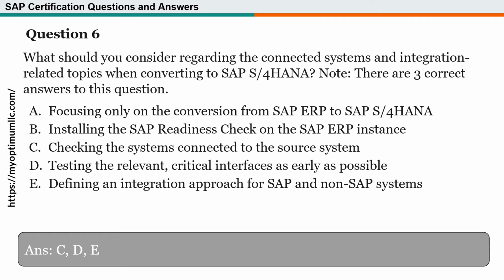Question 6. What should you consider regarding the connected systems and integration related topics when converting to SAP S/4HANA? Note, there are 3 correct answers to this question. A. Focusing only on the conversion from SAP ERP to SAP S/4HANA. B. Installing the SAP Readiness Check on the SAP ERP instance. C. Checking the systems connected to the source system. D. Testing the relevant, critical interfaces as early as possible. E. Defining an integration approach for SAP and non-SAP systems.